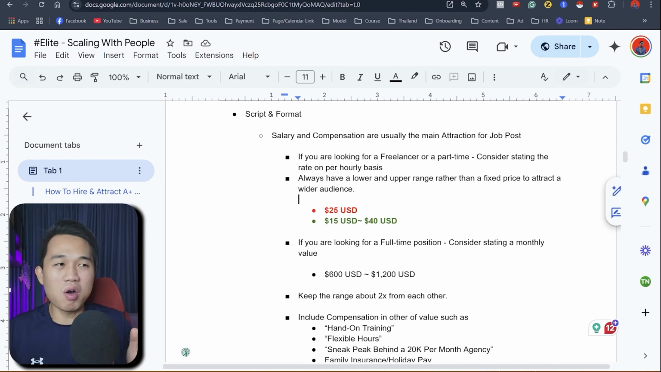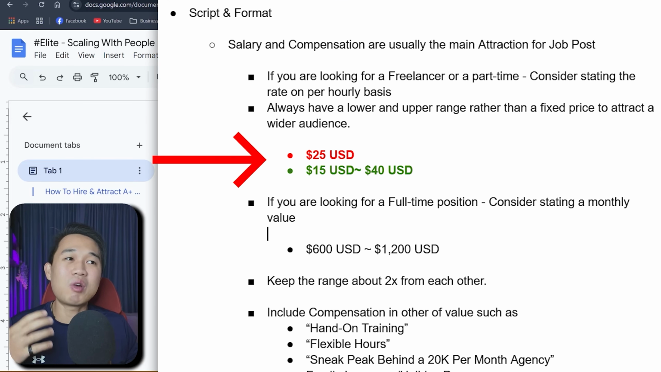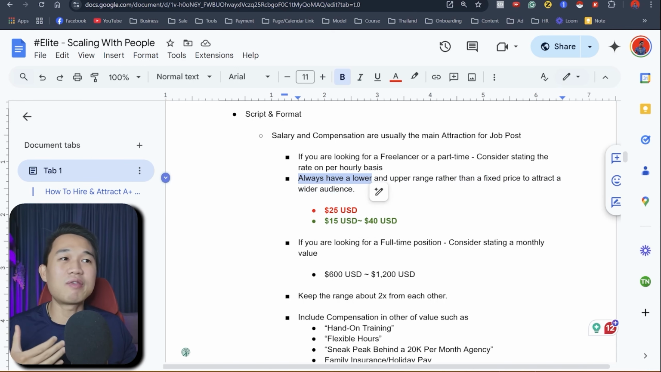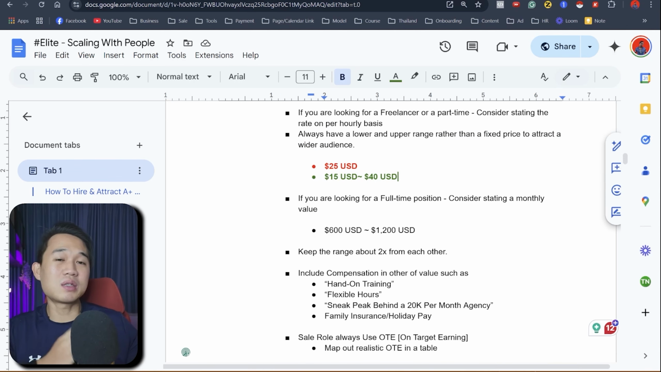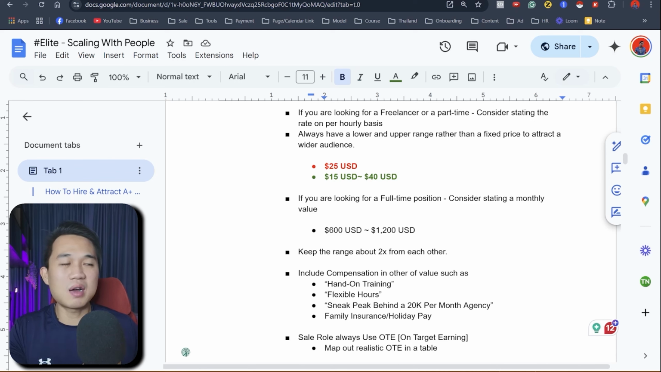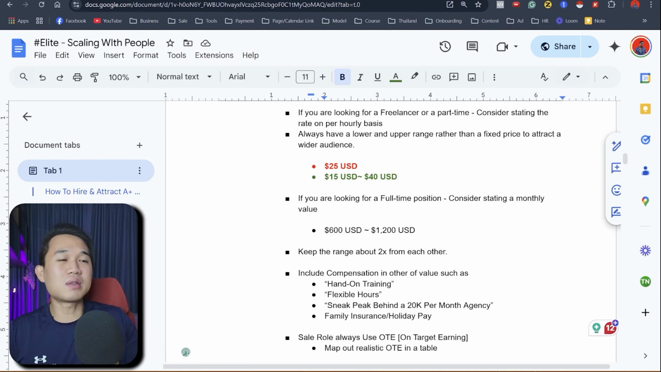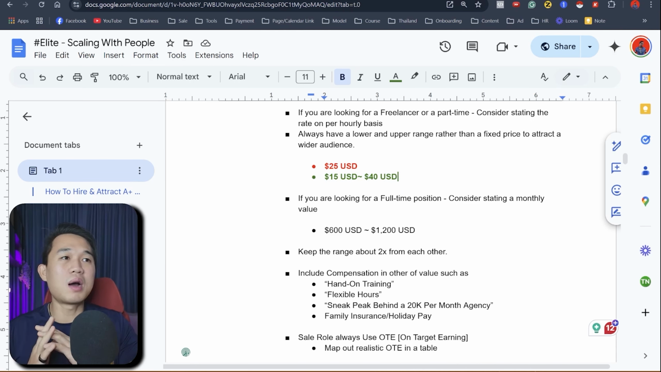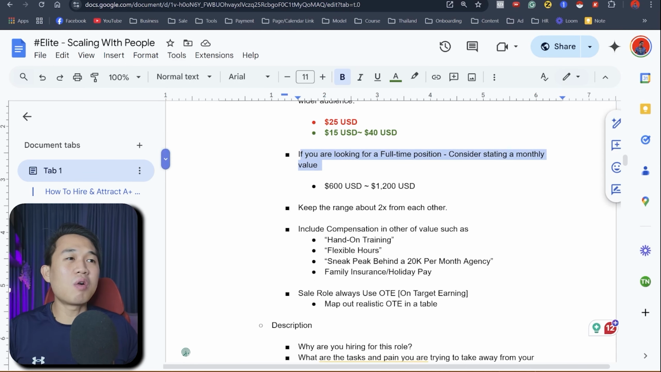If you're paying people like 400 or 600 a month, which is not a lot, you want to emphasize the rate, right? And you want to put it in a range, which has an upper and lower range rather than a fixed price, to attract a wider audience. Let's say you have a budget of 600 to have someone part-time doing graphic design, just as an example. Instead of putting 600 a month, you can put $15 to $40 an hour. It will make your job ad appear to a wider audience, and it will make your job ad look a lot better. But if you're looking for a full-time position, put a monthly salary in there.